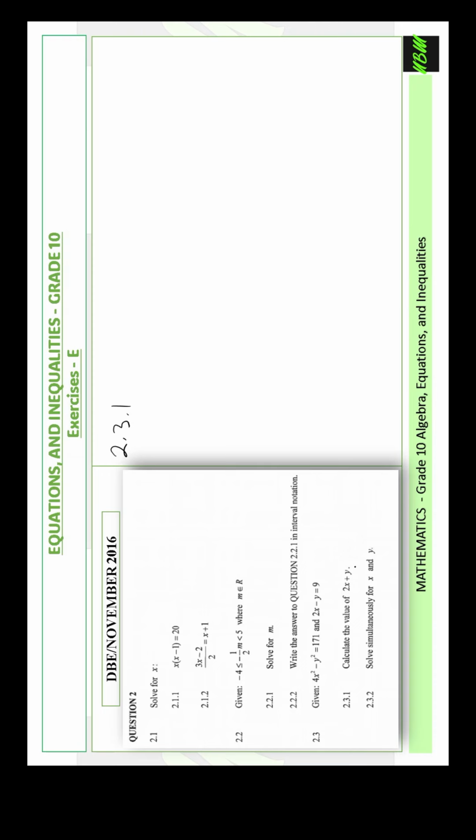Calculate the value of 2x plus y. Here we have what? 2x minus y is equal to 9. But what do we want? 2x plus y. But now let's look at the first equation. Our first equation, 4x squared minus y squared is equal to 171.